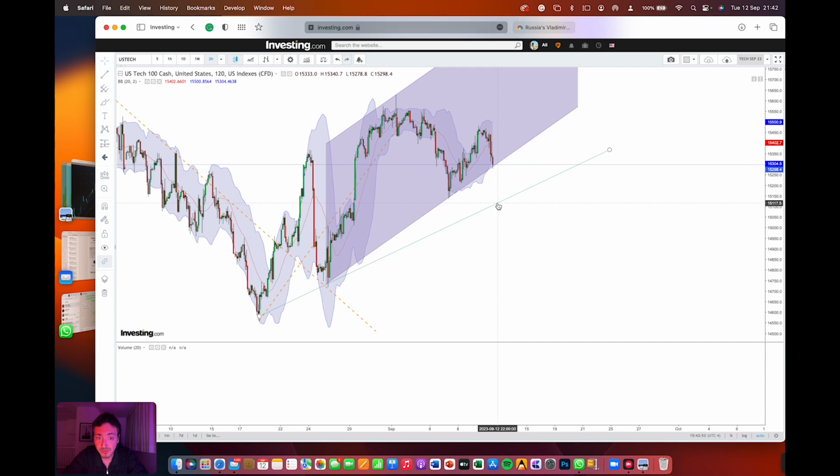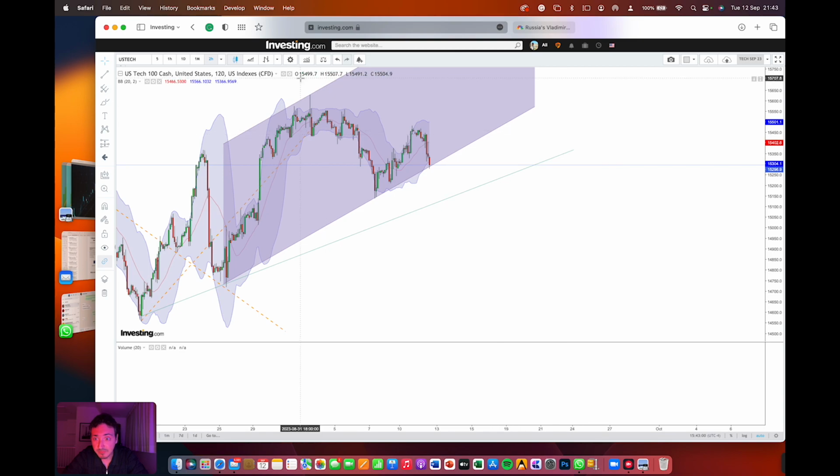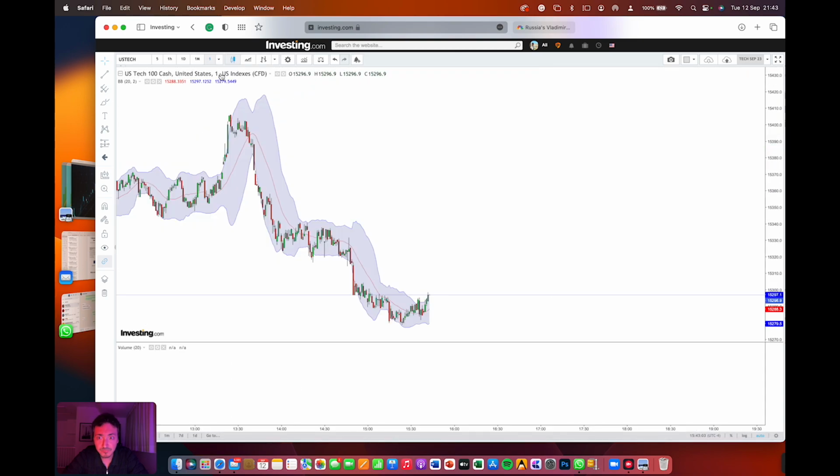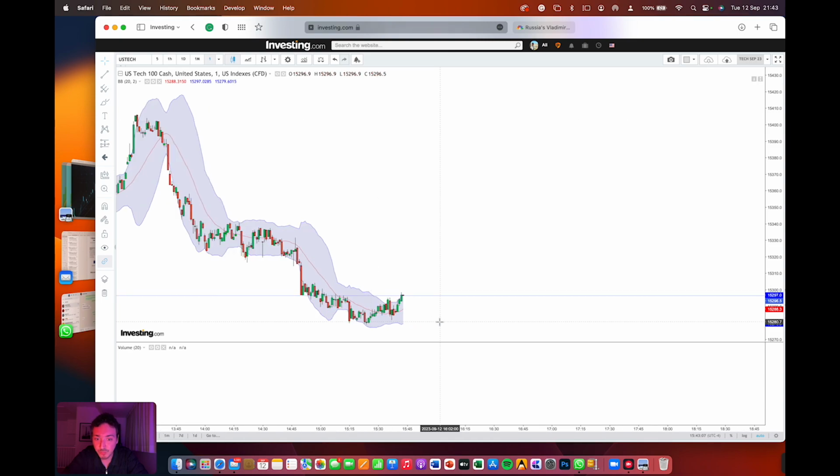Today it is 12th of September 2023. We are almost 15 minutes from the closing time of the NASDAQ. If you look closer now, we can see the NASDAQ is rising a bit. So we really hit support.